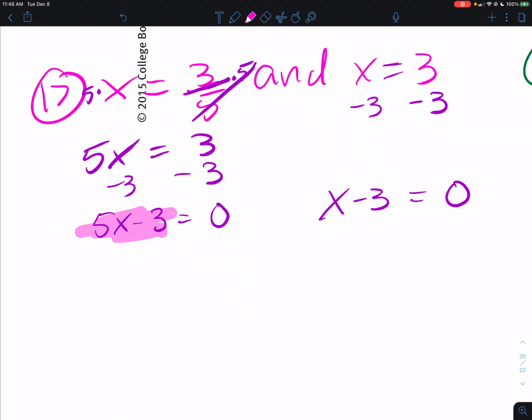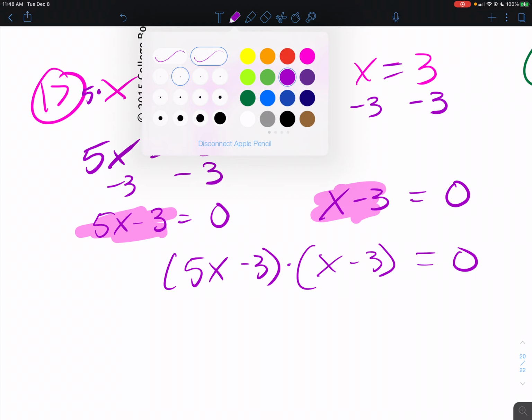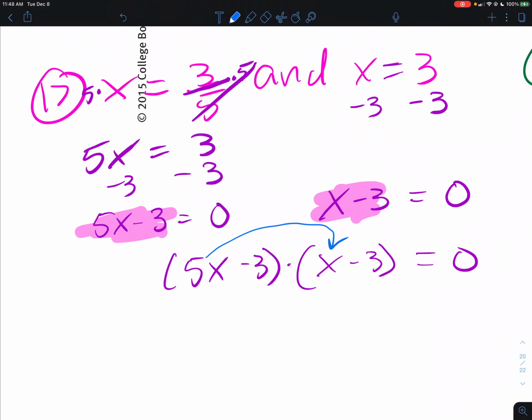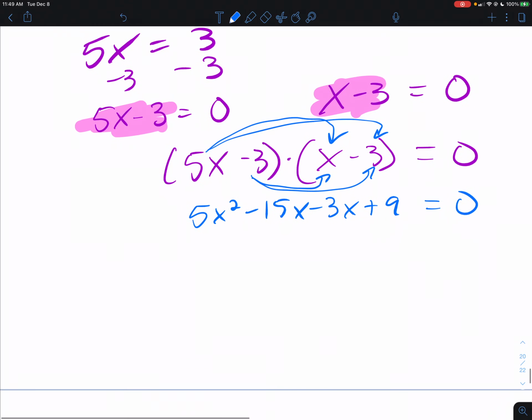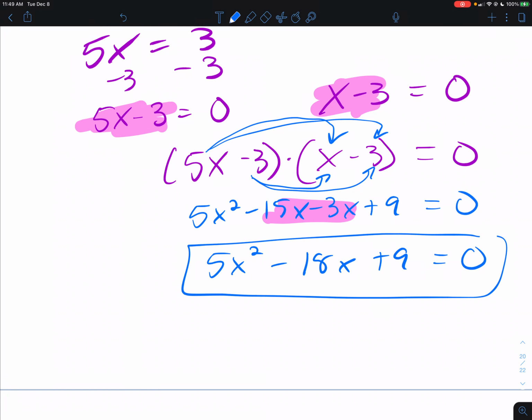These are our factors, so we'll put those together into 5x minus 3 times x minus 3 equals 0, and then multiply them back together. 5x squared minus 15x minus 3x plus 9 equals 0. Combine like terms. 5x squared minus 18x plus 9 equals 0. And there's our answer.